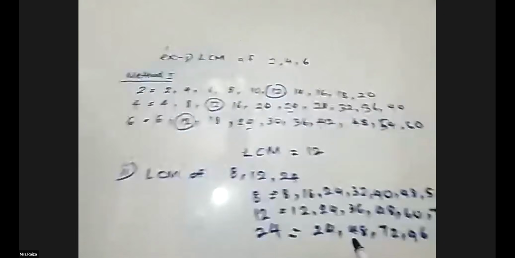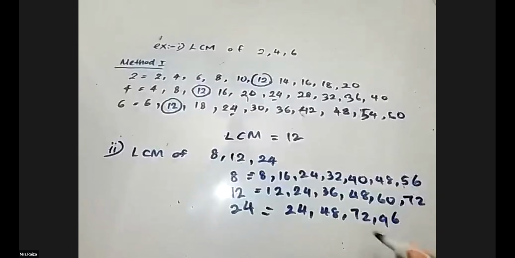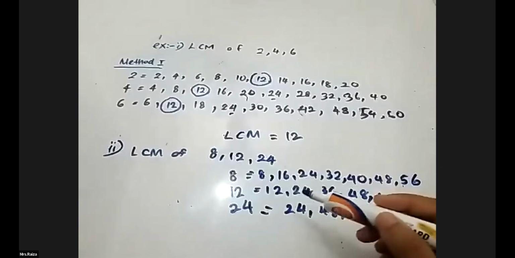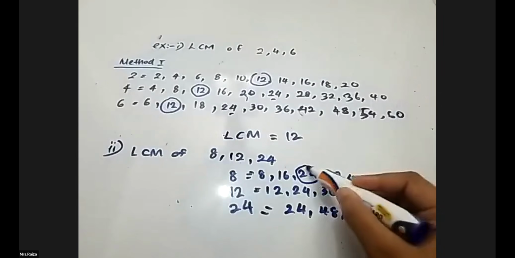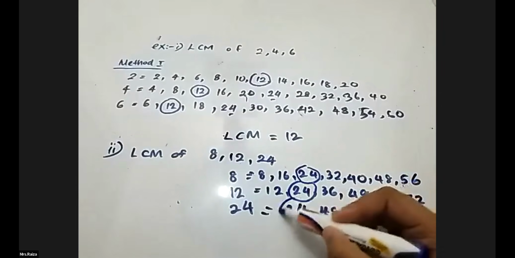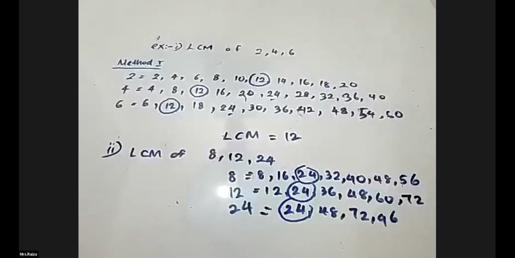So can you see now there are several common multiples here. Even 72 you can see, right? You can see 24. But what is the least common one? The least one is 24. This is the smallest and the common multiple for all three of these numbers. So the LCM here is what? 24. How many of you got LCM 24?